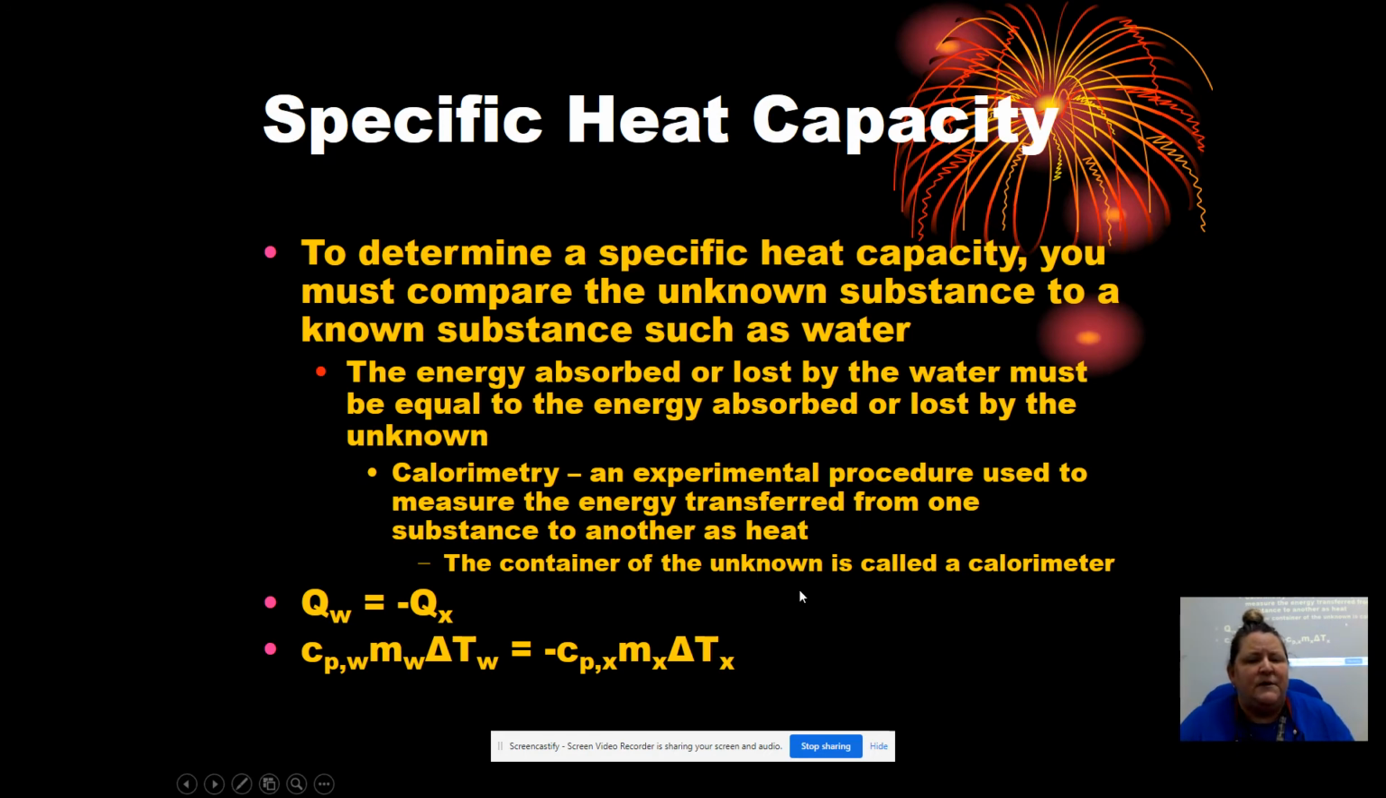Okay, to determine the specific heat of an object, you have to use a known. So usually we use water because we know the specific heat of water. So the energy absorbed or lost by the water must be equal to the energy absorbed or lost by the unknown. Remember, it's conserved. So if you have two substances that are together, if one loses the heat, the other one's absorbing the heat. Okay, it's a trade-off.